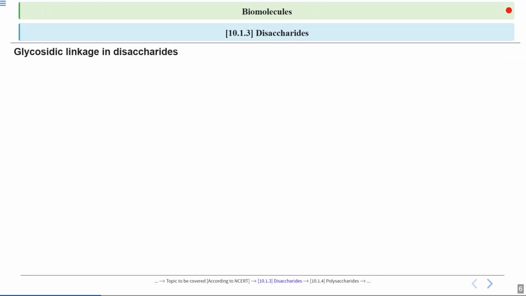Now we will talk about glycosidic linkage in disaccharides. First we see that a glycosidic linkage is a covalent bond, and the actual linkage happens through an oxygen atom. This oxygen bridges the two monosaccharide units, connecting them together. So the connection happens through this oxygen atom.